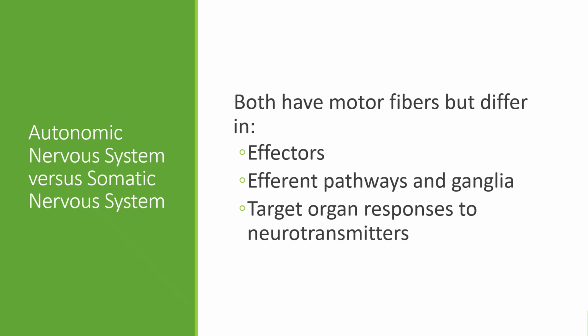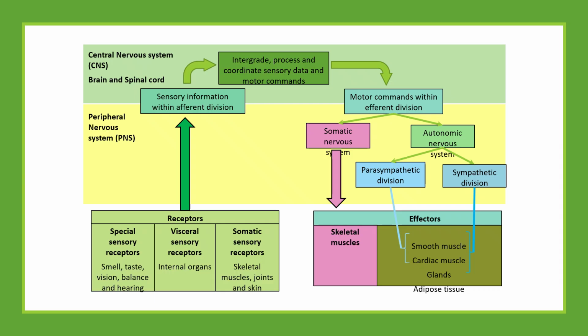So what are some of the differences between these two, the autonomic and the somatic nervous system? Both of them had motor fibers, but they differ in the effectors, the effector pathway or the efferent pathways, and the ganglia, and the target organ responses to different neurotransmitters. So maybe a nice summary chart to give you an idea of how all of this stuff from this last unit on nervous system was to get put together.